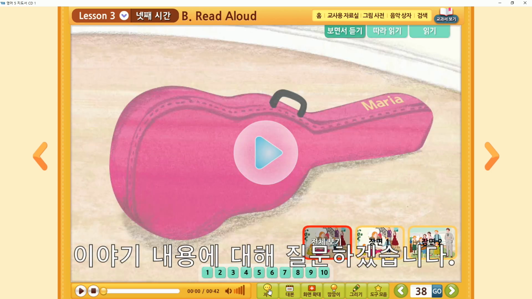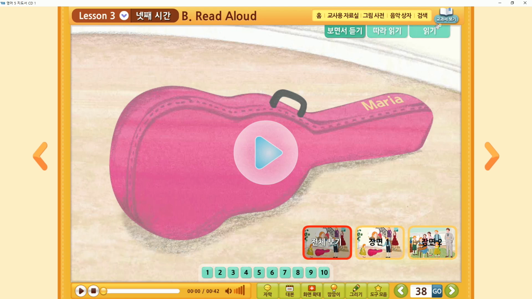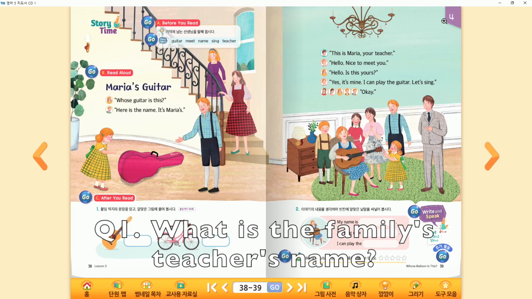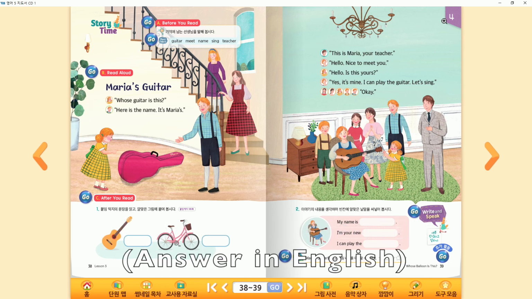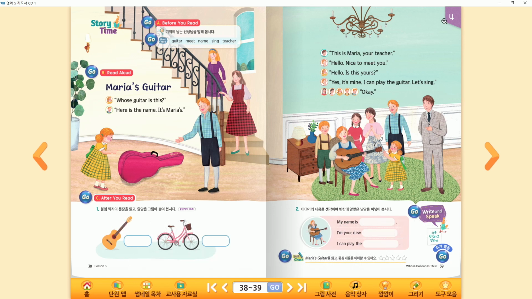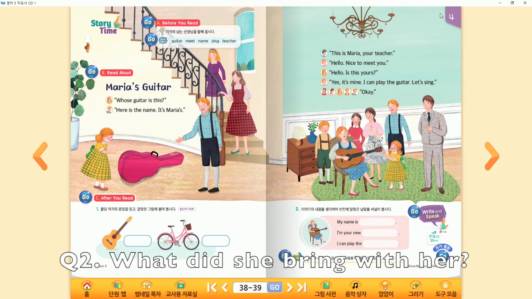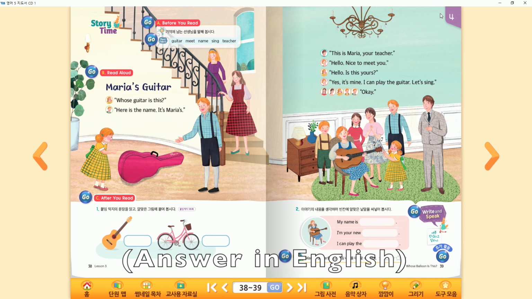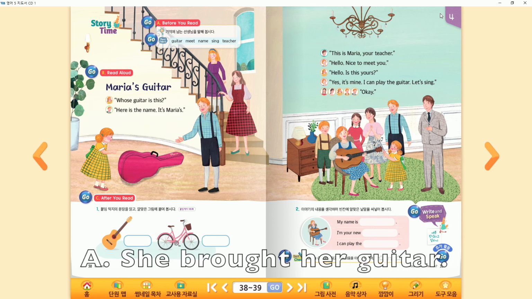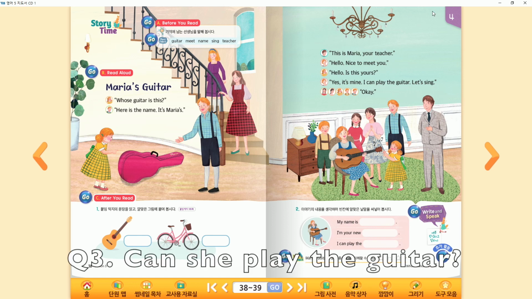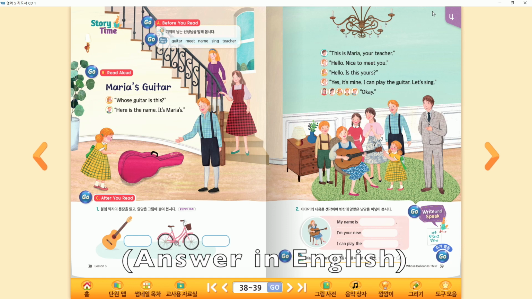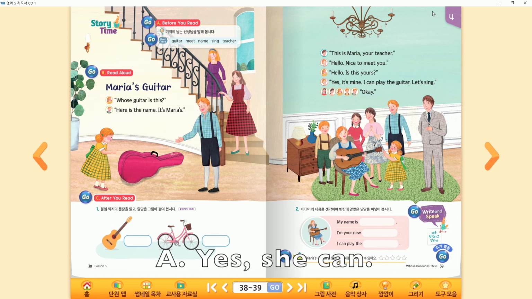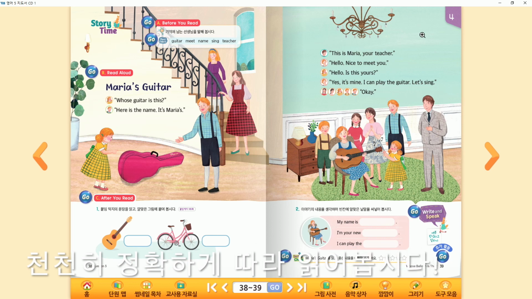Okay, I'll give you some questions about the story. What is the family's teacher's name? Yes, her name is Maria. And what did she bring with her? She brought her guitar. And the last question, can she play the guitar? Yes, she can. Okay, now let's read after, slowly but correctly.